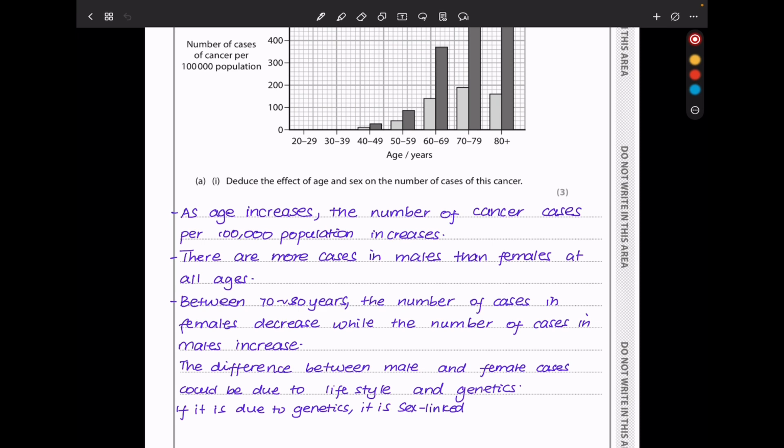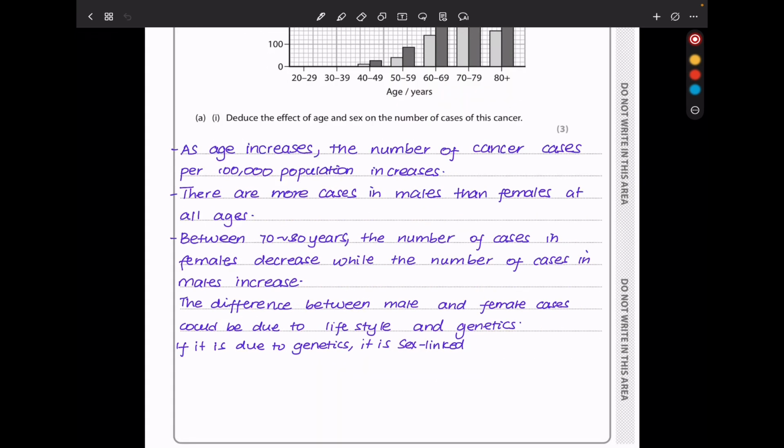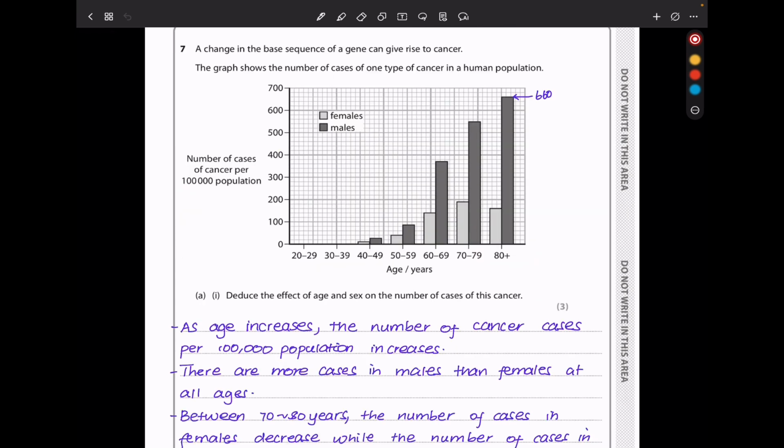I say as age increases, the number of cancer cases per 100,000 population increases. There are more cases in males than females at all ages. And then between 70 to 80 years, the number of cases in females decreases, where the number of cases in males continues to increase. The difference between male and female cases could be due to lifestyle and genetics. And if it's due to genetics, it's going to be sex-linked. The reason for saying sex-linked is we have more cases in males at all ages than in females.